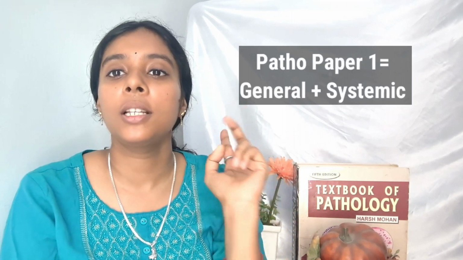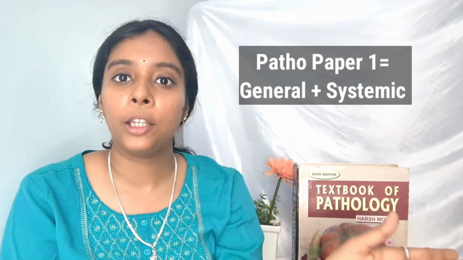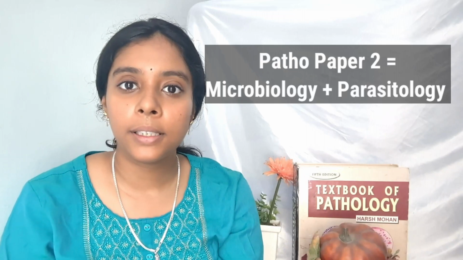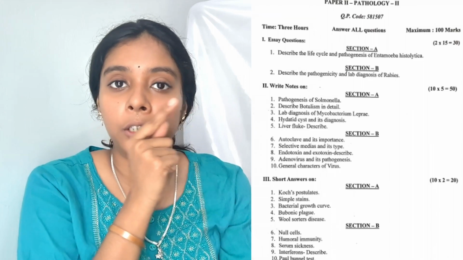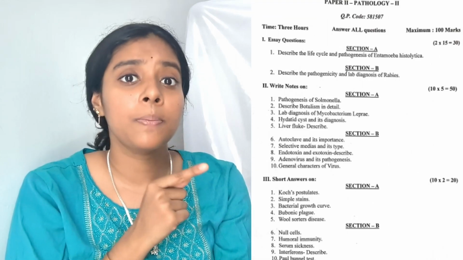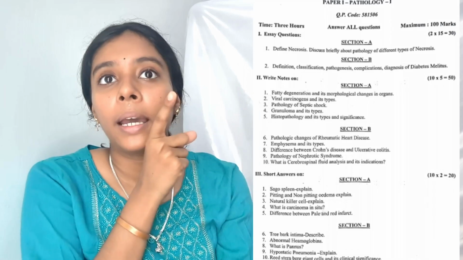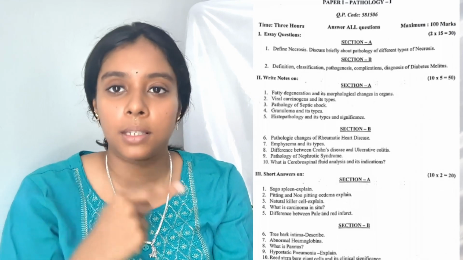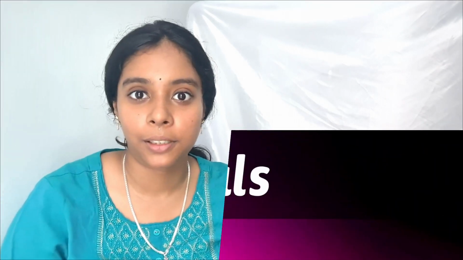General pathology and systemic pathology will come under pathology paper 1, and microbiology and parasitology will come under paper 2. Look here: in paper 2, Section A is microbiology and Section B is parasitology. In paper 1, Section A is general pathology and Section B is systemic pathology. In materia medica you study about 50 polychrest remedies in the second year. These are the basics for third year, so you have to be thorough with the 50 drugs you study now. It's very important, as these are the polychrest remedies.